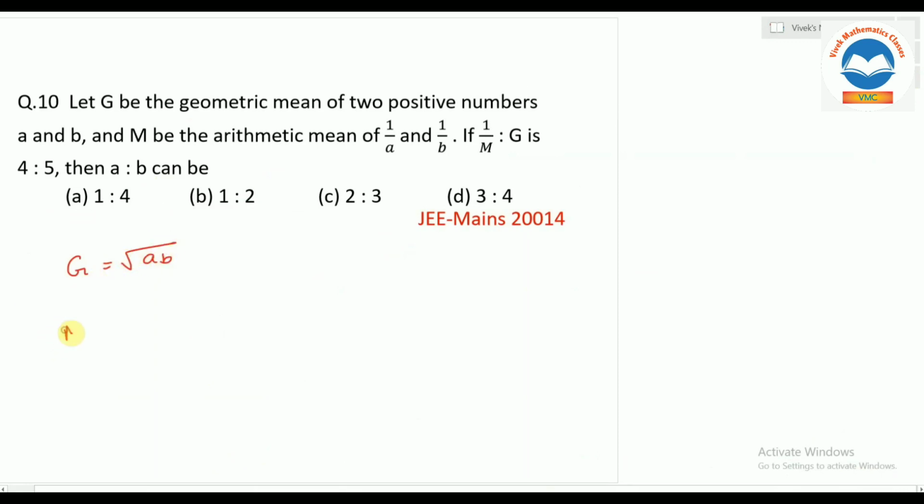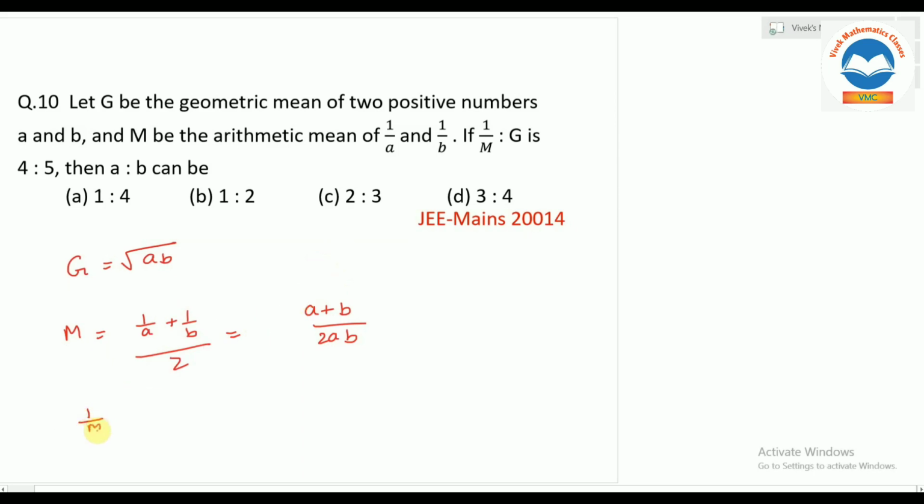What about M? M is the arithmetic mean of 1 by a and 1 by b. So 1 by a plus 1 by b divided by 2. If you simplify this, you will get a plus b divided by 2ab. This will be our m value. Now next, what they are saying: if the ratio of 1 by m to g is 4 by 5.